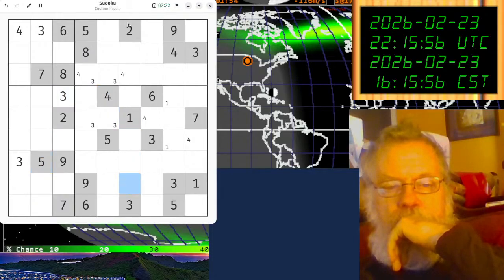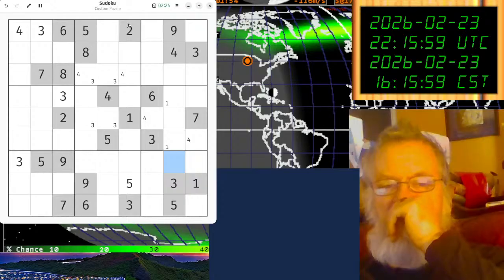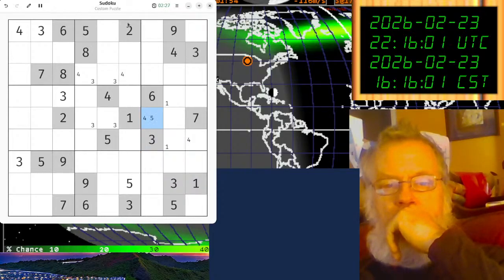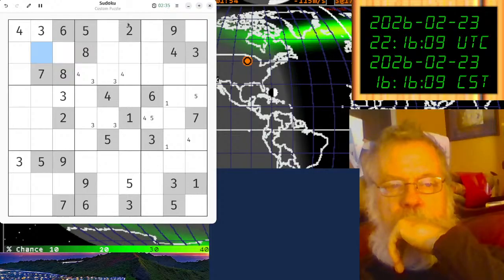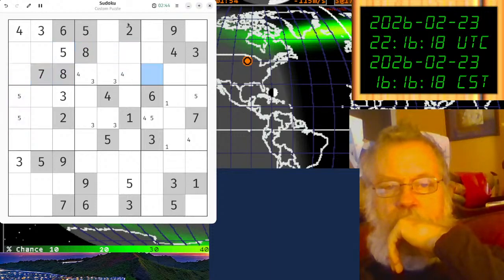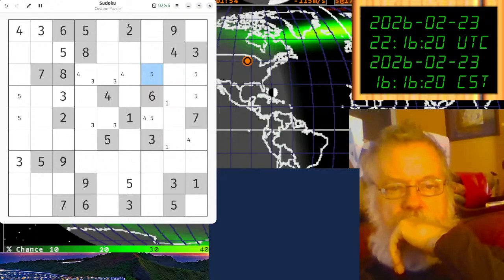So on to 5s, we get a 5 to fill in there. One of these 2 will be a 5. I've got 3 possibilities here, but, nope, 3 possibilities here. One of these 2 is going to be a 5, which makes this a 5, which makes one of these 2 a 5.